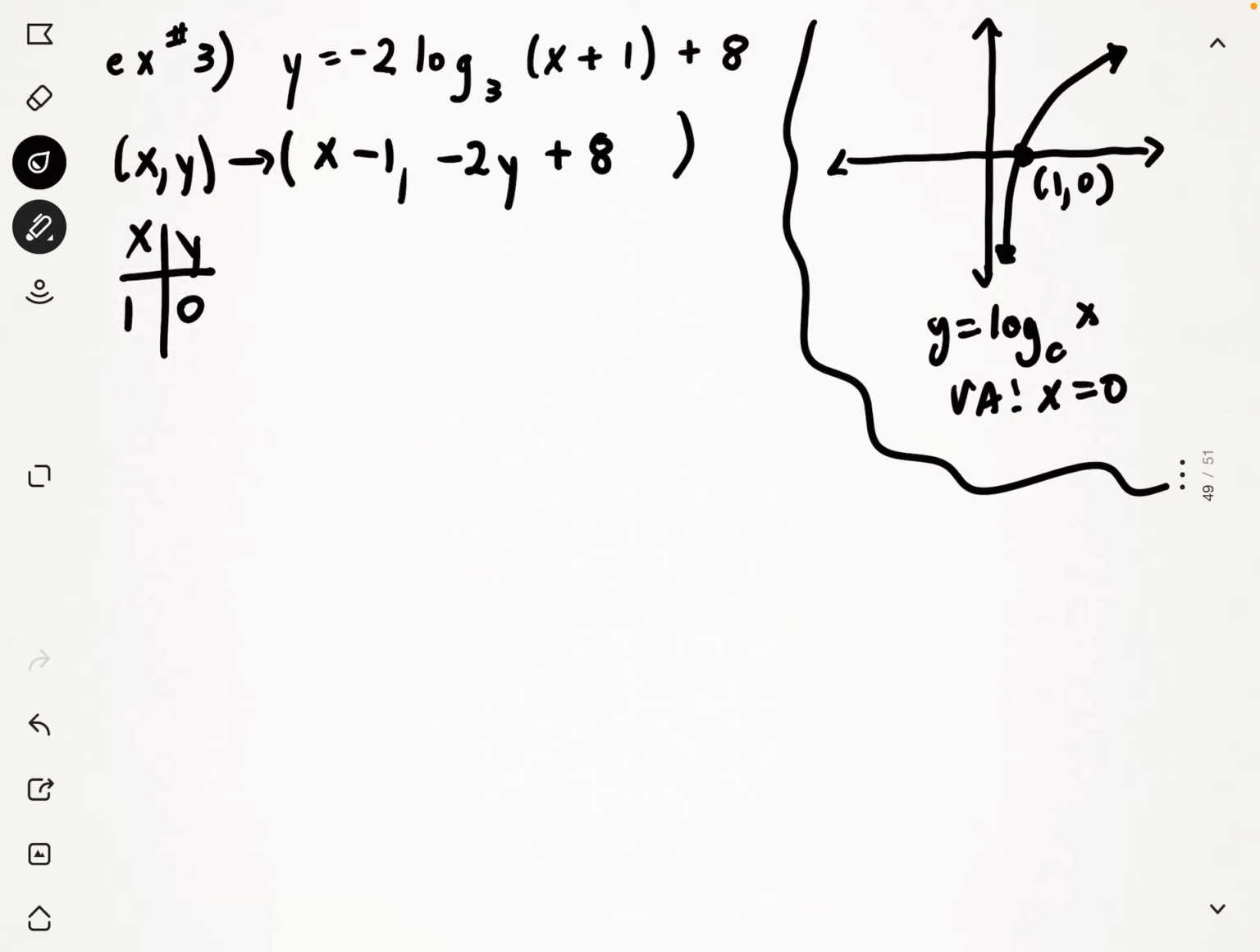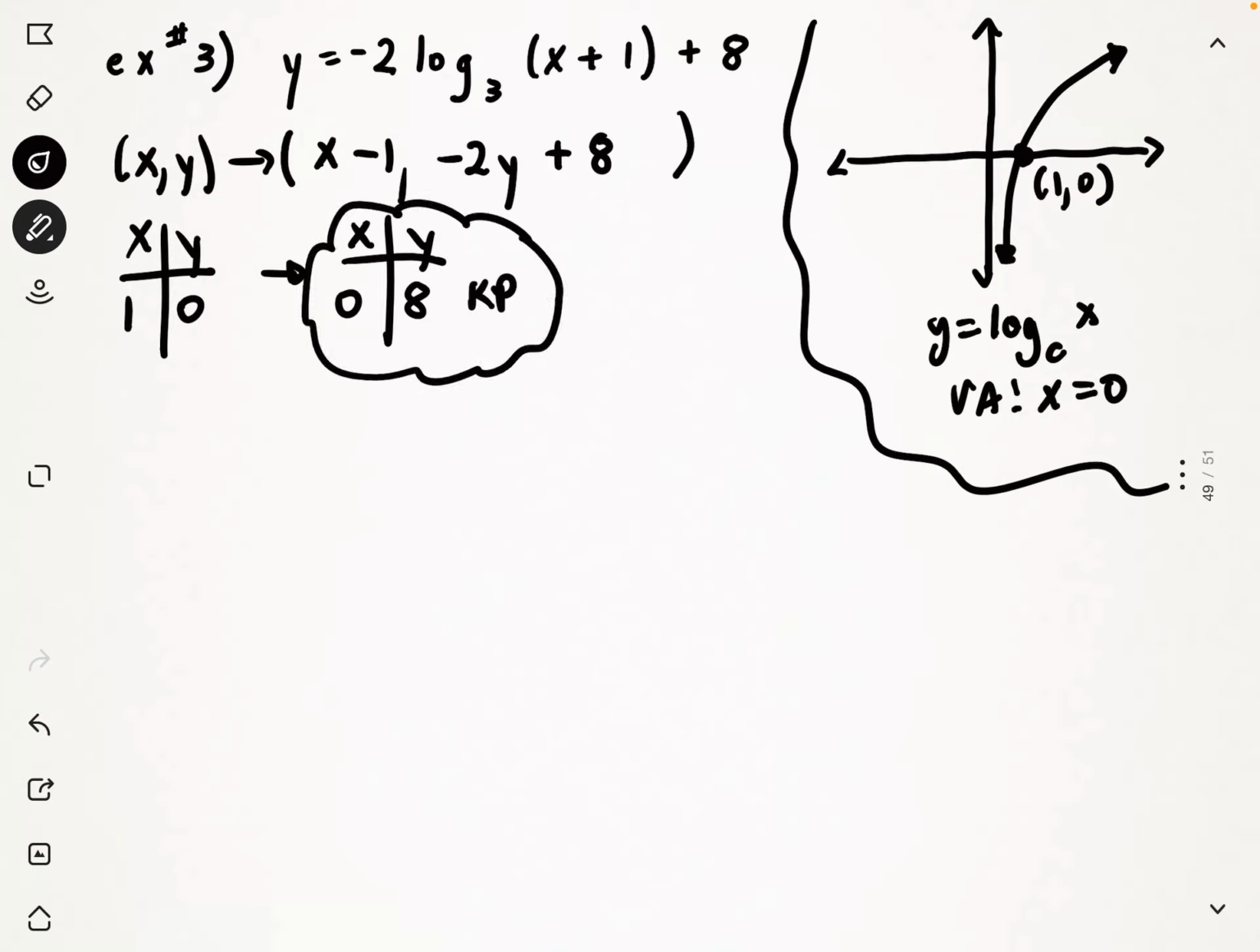So we can get our key point right away. Our key point was originally (1, 0). If we plug that in, we now have (0, 8). Now it just so happens that this is a y-intercept as well. So we've kind of lucked out that our key point is also one of the intercepts we have to get. So that's good news.